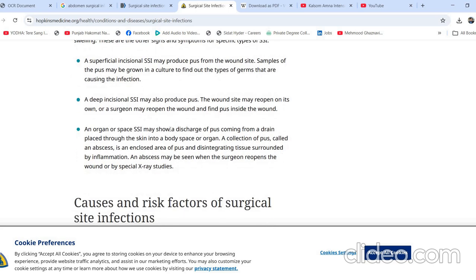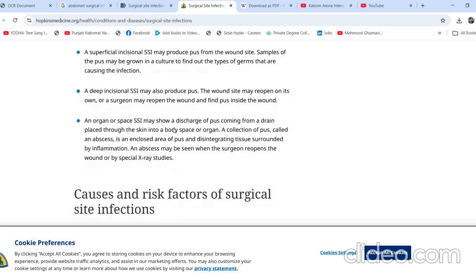An organ infection shows discharge of pus coming from a drain placed through the skin into a body space or organ. A collection of pus called an abscess is an enclosed area of pus and disintegrating tissue surrounded by inflammation, and is also known as pain. An abscess must be seen when the surgeon reopens the wound or by a special X-ray study.